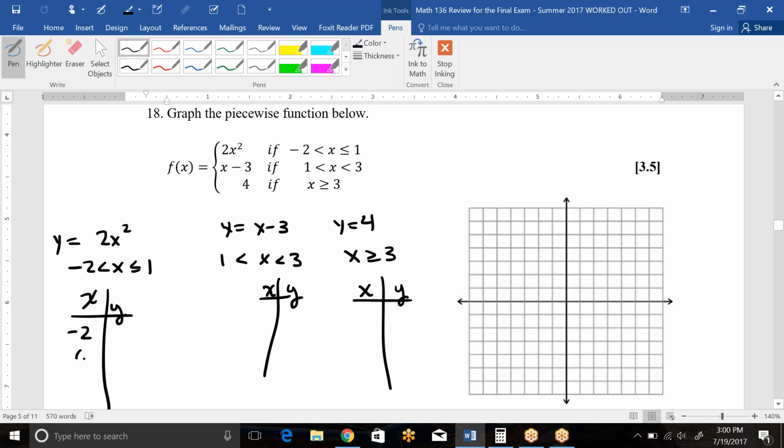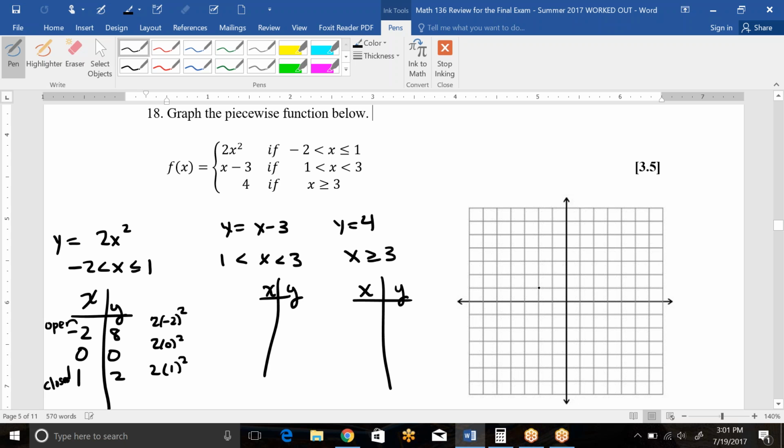So -2, 0, and 1. I'm just doing enough to get a picture of what this looks like. So -2 is going to be open because of the non-equal to, and then 1 is going to be closed. Everything in between is just going to be connected. So if we square -2, that would be 4. 4 times 2 is 8. Square 0, that would be 0, times 2 would still be 0. Square 1, that would be 1, times 2 would be 2.